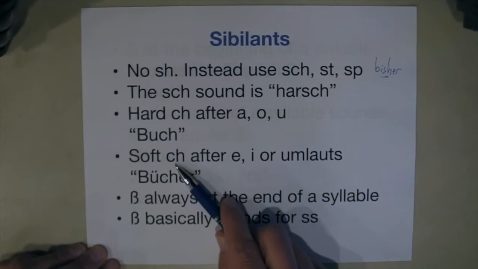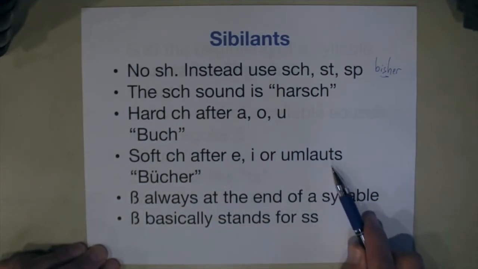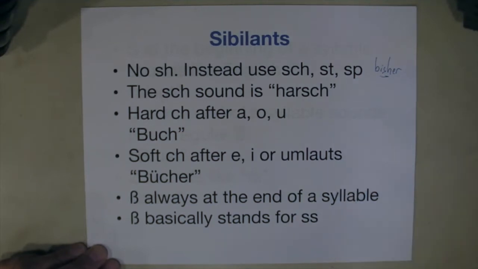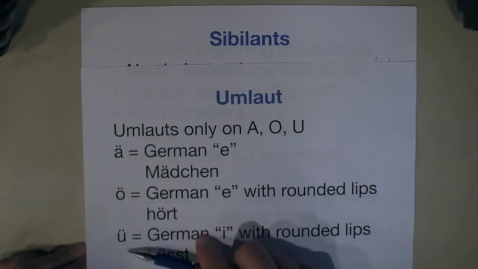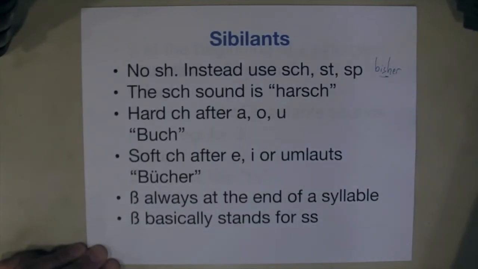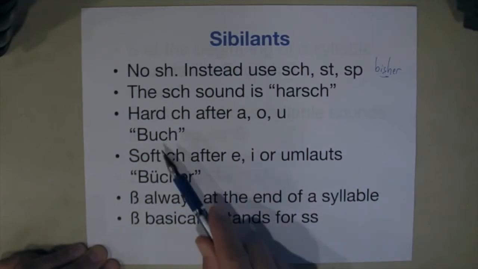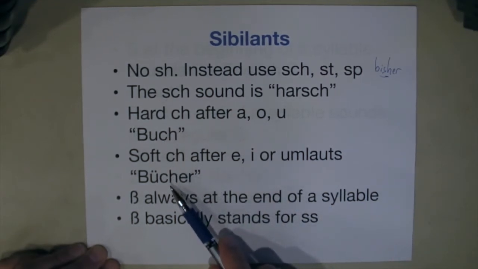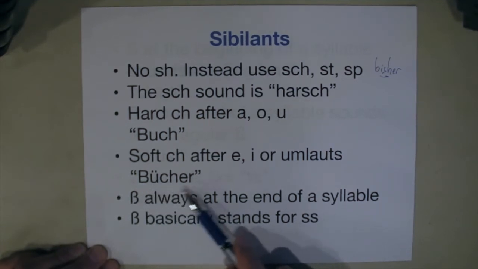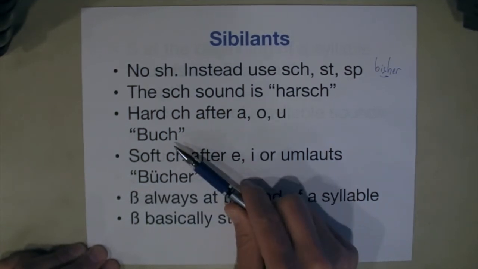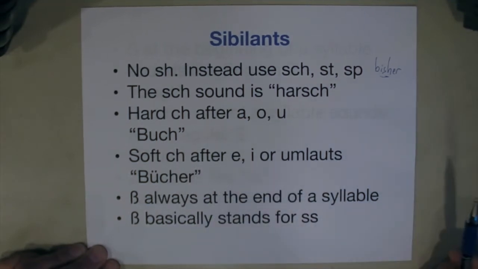The soft ch comes after an e and I or any umlauted vowel, which remember umlauts come on a, o, or u. So a umlaut, o umlaut, or u umlaut. If there is a ch after it, it has a sound. Like the plural of Buch is Bücher. Okay, so Buch has a hard ch. Bücher has a soft ch.